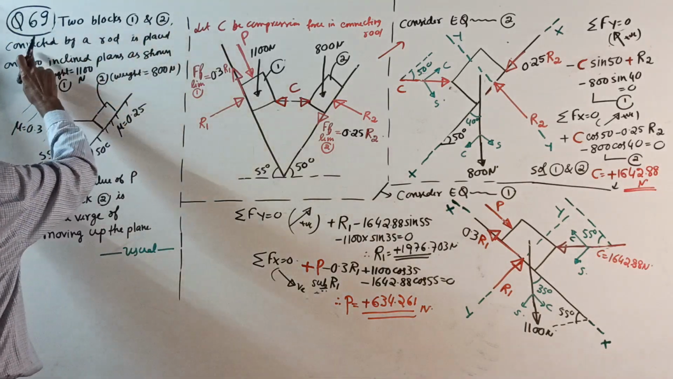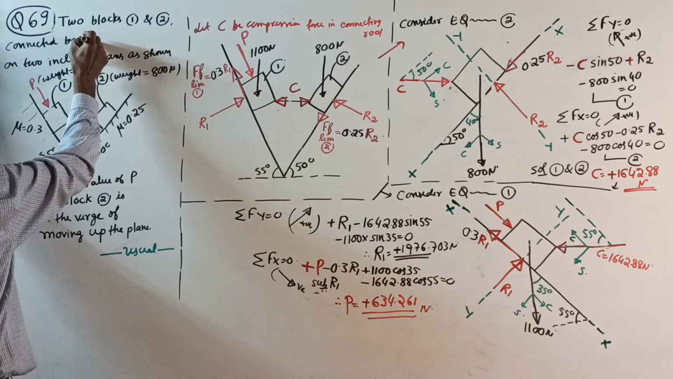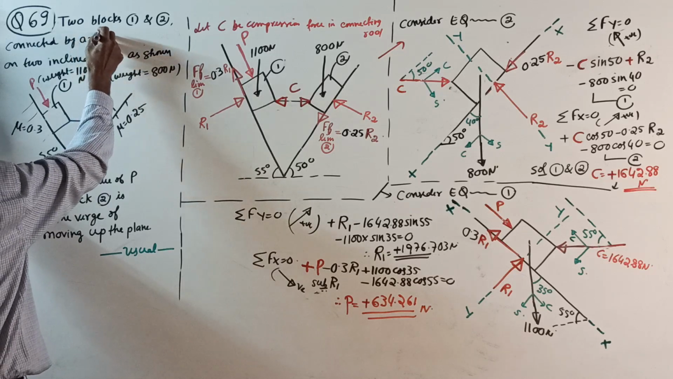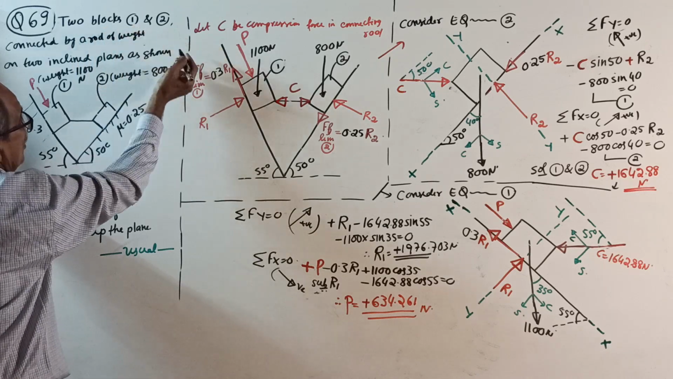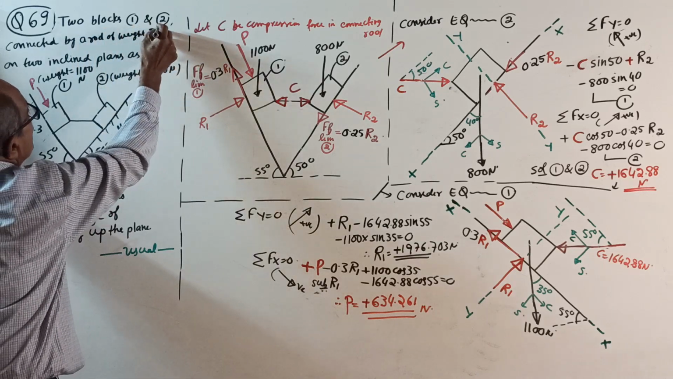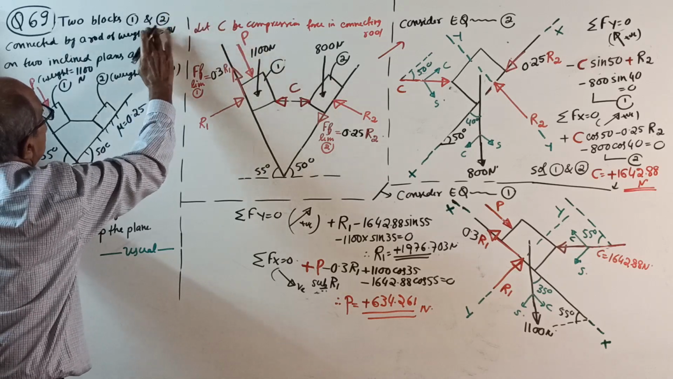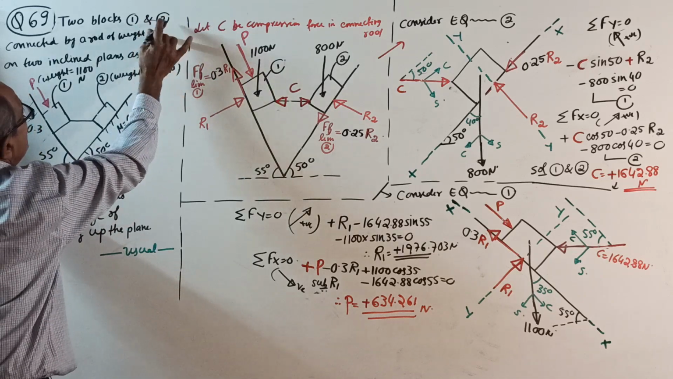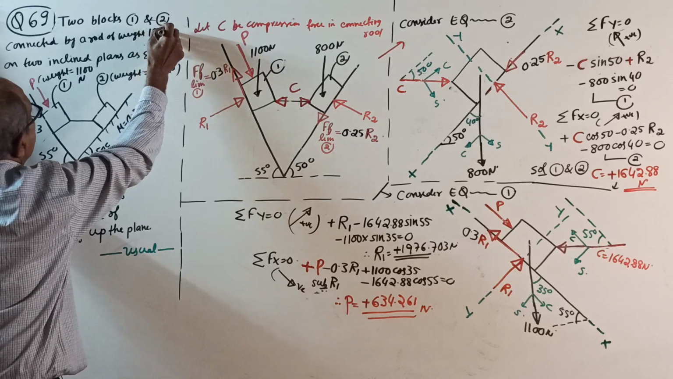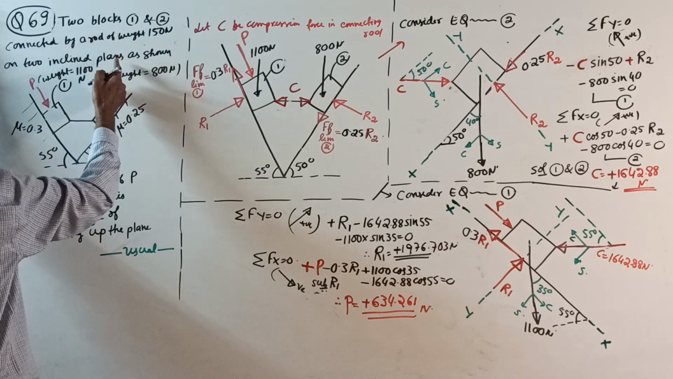Two blocks 1 and 2 connected by a rod of weight, not too much, 200 Newton. Not that much, 20 kgs of weight will not do. 150 Newton. Two blocks and two connected.